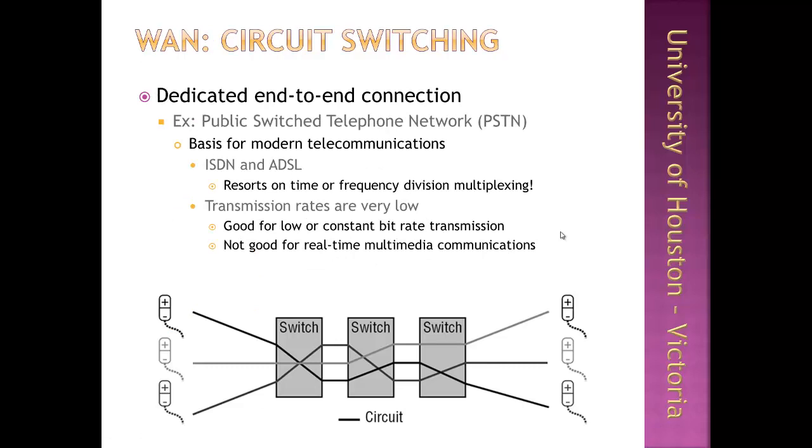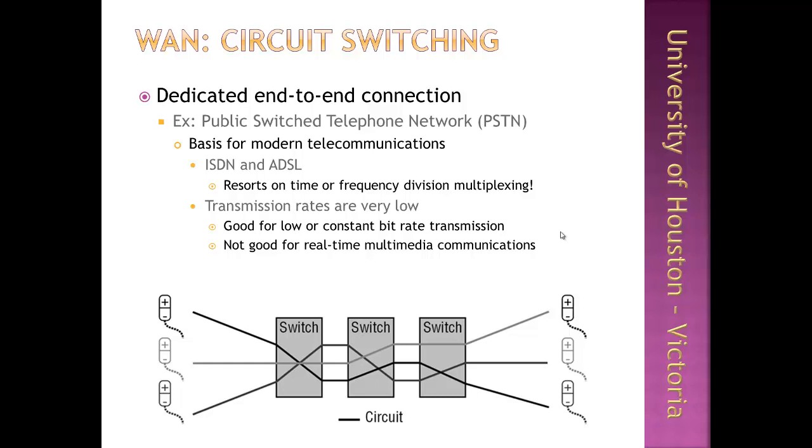So let's talk about what circuit switching is. In circuit switching, an end-to-end circuit is established in a dedicated manner between the sender and receiver nodes of your network for the duration of the connection, and for a specific amount of bandwidth. The public switched telephone network, or PSTN, is an example of a wide area network operating by circuit switching technology.